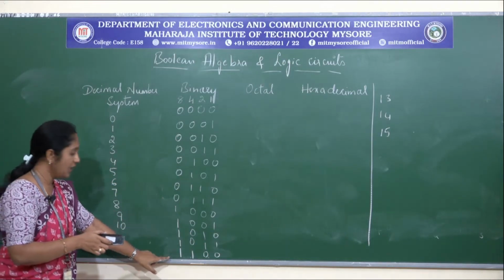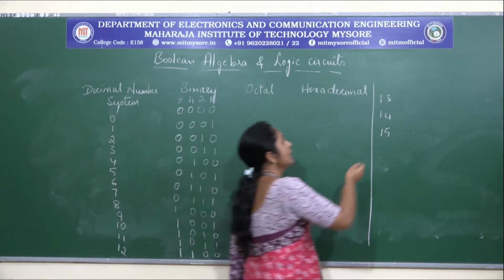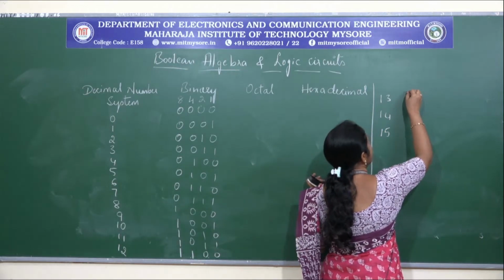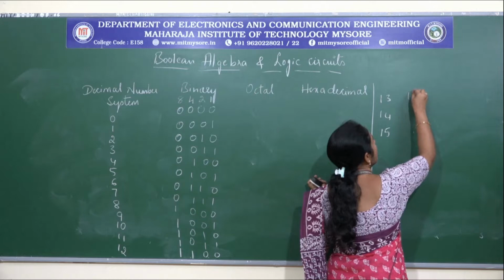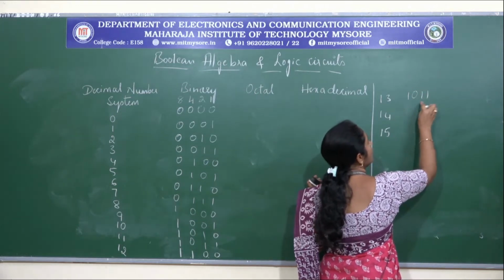Yes. So I have written up to 12. Let me continue here. So binary representation of 13: 13 is 8 plus 3, 8 plus 2 plus 1.